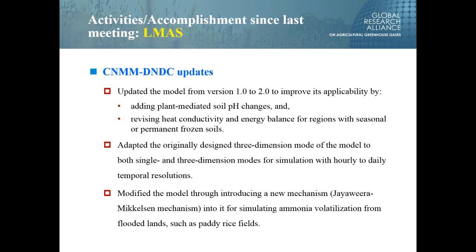Since last meeting, the model has been updated mainly in three aspects. The first update is upgrading the model from version 1 to version 2 through adding plant-mediated soil pH changes and revising the heat conductivity and energy balance for the regions with seasonal or permanent frozen soils. The second update is adapting the originally designed three-dimension modes of the model to both single and three-dimension modes of the model for simulation with hourly to daily temporal resolutions.